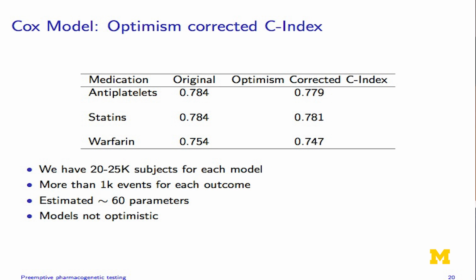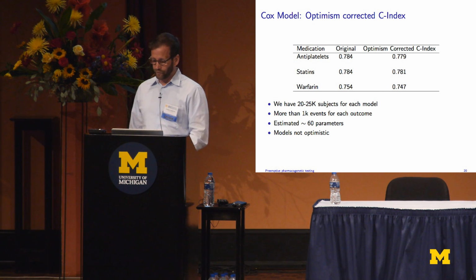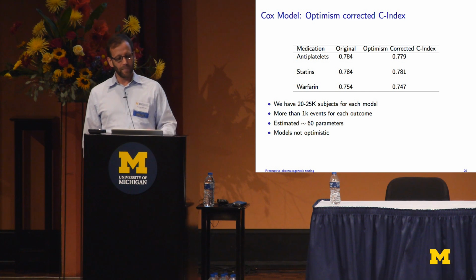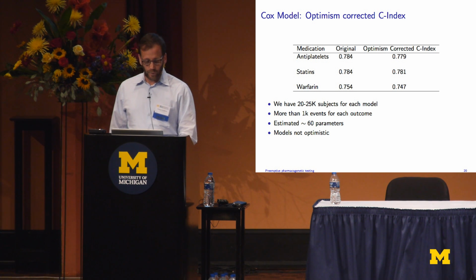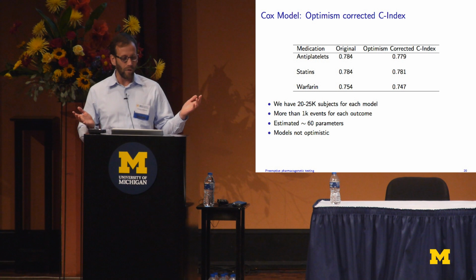If you look at the C indices, which are a measure of discrimination for these models, you can see that in the original data sets, for the antiplatelet and statin models, it's about 0.78, and for warfarin, it's about 0.75. When you correct for model optimism by using a bootstrap or X-fold cross-validation, you can see that these models are not overfit. There's very little need for correcting for model optimism here because we have over 1,000 events per outcome. We're only estimating about 60 parameters, so the Cox model does great here. It's not an overfit model.